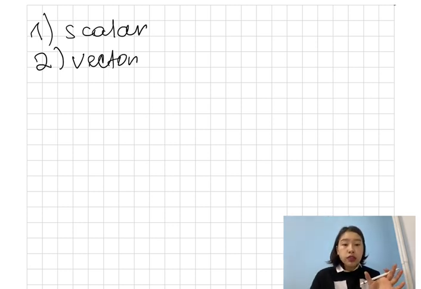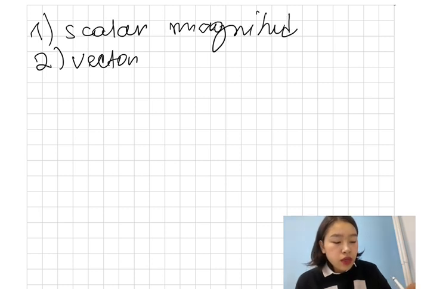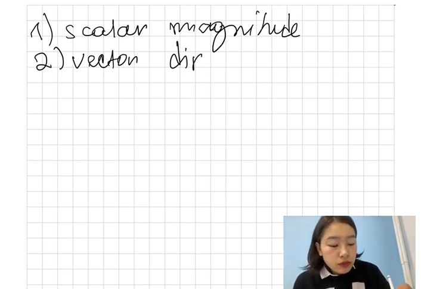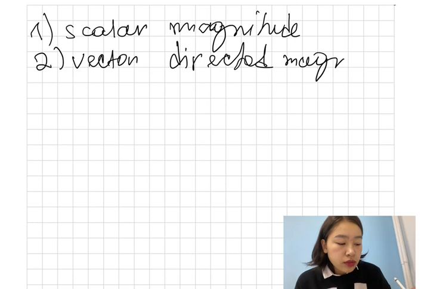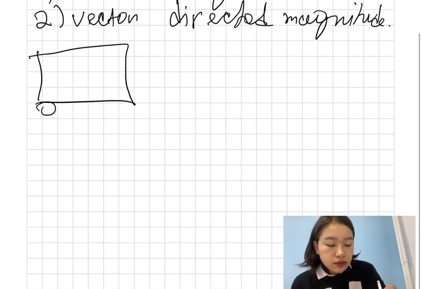The scalar quantities have only magnitude values. Magnitude. Where the vector has a directed magnitude. Vector has a direction. Directed magnitude. And here, let's take an example with a bus.